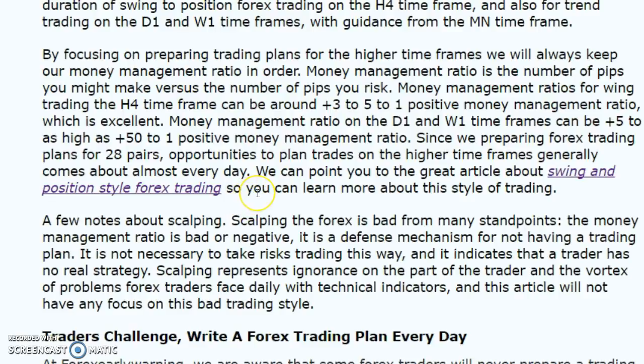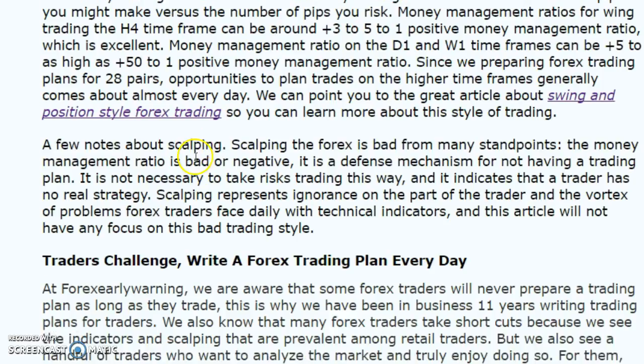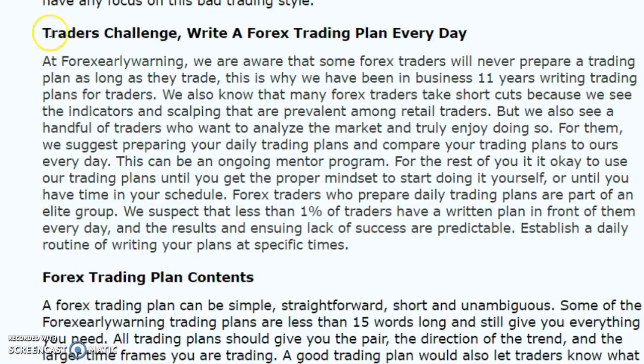You'll see a lot of Forex traders say to trade the Forex with at least a 1.5 or 2 to 1 money management ratio. We think that that's way too low. With swing trading, you're looking at plus 3 to 5 money management, and on the higher time frames, you're looking as high as plus 50 to 1 positive money management ratio. So the higher time frames are definitely where it's at. We don't want to go with the smaller time frames because the risk to reward ratio is too small.